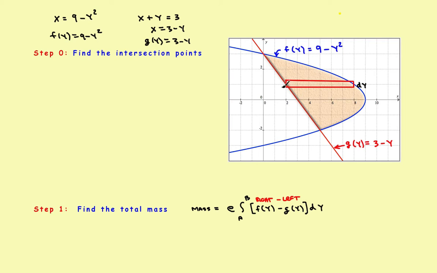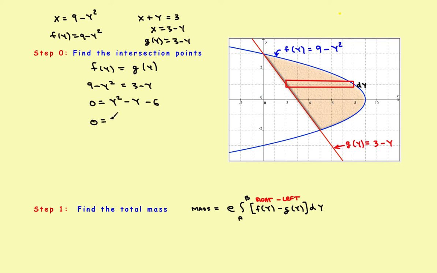Okay, now let's go ahead and run through the steps on this thing. First thing we'd like to do: if you've got the graph, you can get the intersection points on the graph, but let's pretend that we didn't have this graph and we were actually going to solve for the intersection points. All you do is set f of y equal to g of y and solve for y. So in our case, we would have 9 minus y squared is equal to 3 minus y. Now I'm going to take everything and move it to this side. So I'll have 0 is equal to y squared minus y minus 6.